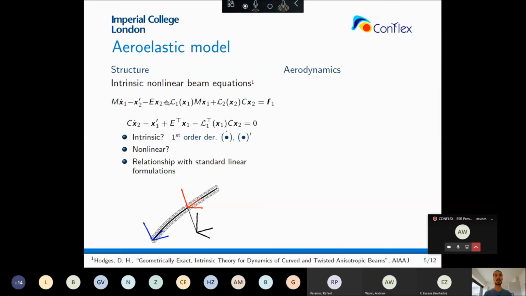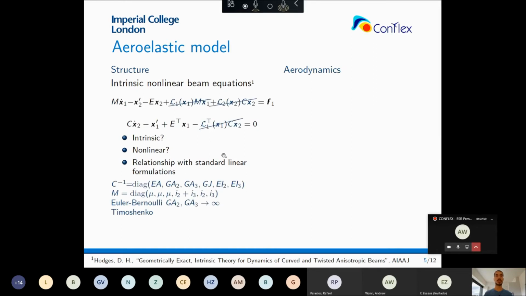As Charlotte mentioned yesterday, by using this set of variables, we can express the nonlinear dynamics of these kinds of beams using first-order time and space derivatives, together with nonlinear quadratic terms, which gather effects such as gyroscopic effects or other geometrically nonlinear effects. Just to mention that standard linear formulations are included in this more general nonlinear framework, and are simply obtained by crossing out the nonlinear terms and setting certain stiffness parameters to infinity if we want to get either an Euler-Bernoulli or a Timoshenko beam.